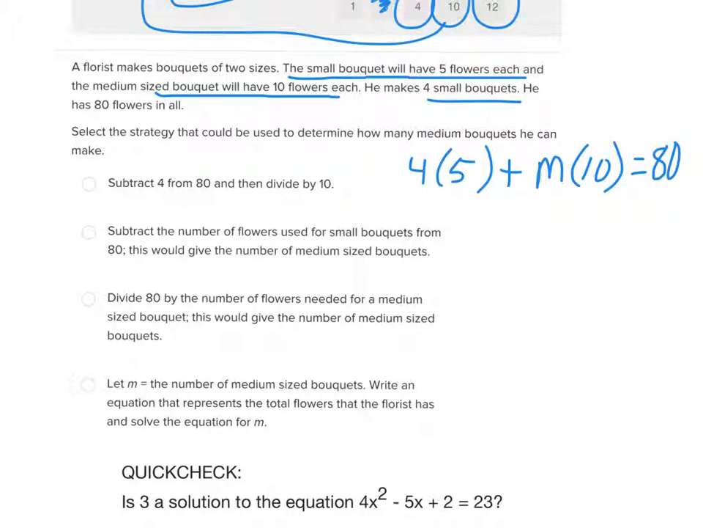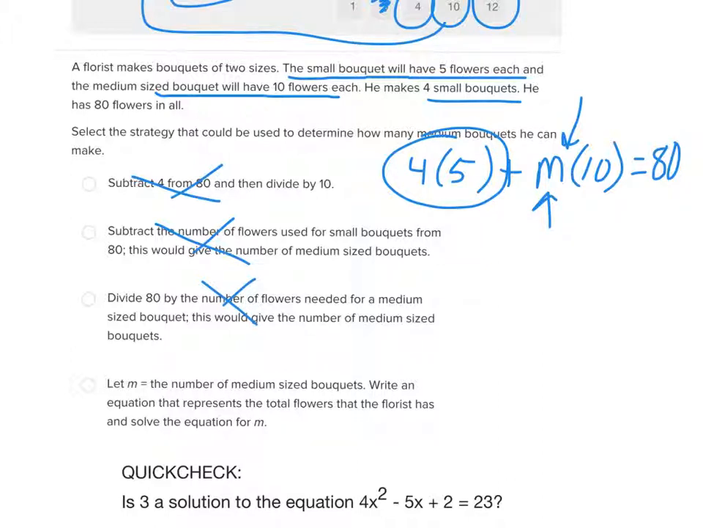Okay, so let's look at our different strategies. If we subtract 4 from 80, then divide by 10, that is not going to tell us what that is. No way. Subtract the number of flowers used for small bouquets, which is 20, from 80. That's not going to give you the number of medium-sized bouquets, because the number of medium-sized bouquets is m times 10. You still have to divide by 10. That's not going to work. Divide 80 by the number of flowers for a medium-sized bouquet. No. I don't think any of those three work.